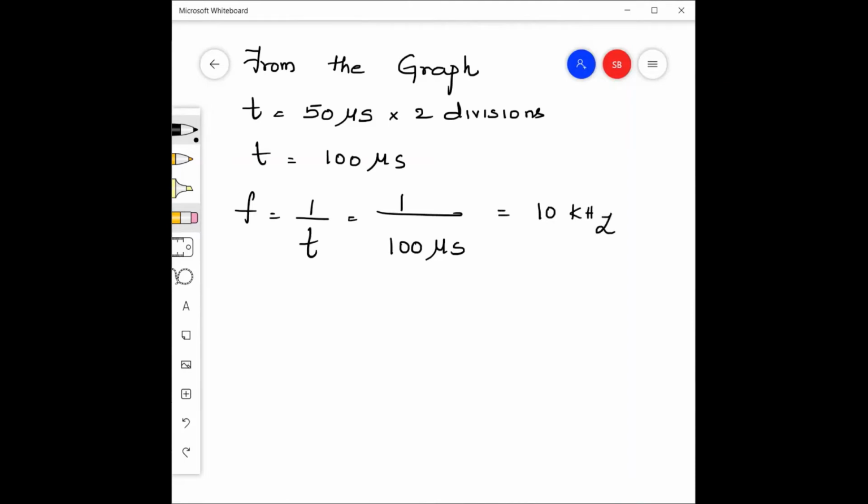So when I compare my theoretical frequency with the practical frequency, theoretical frequency is 9.7 kilohertz, but my practical frequency is 10 kilohertz. Nearly it is matched. This is how we do the experiment Hartley oscillator.